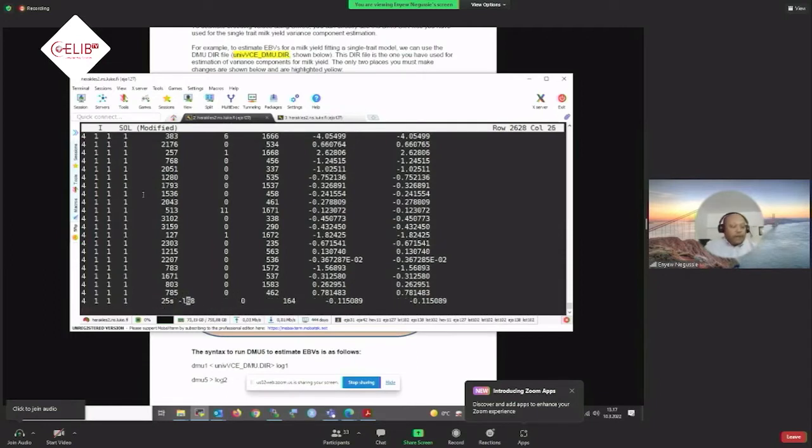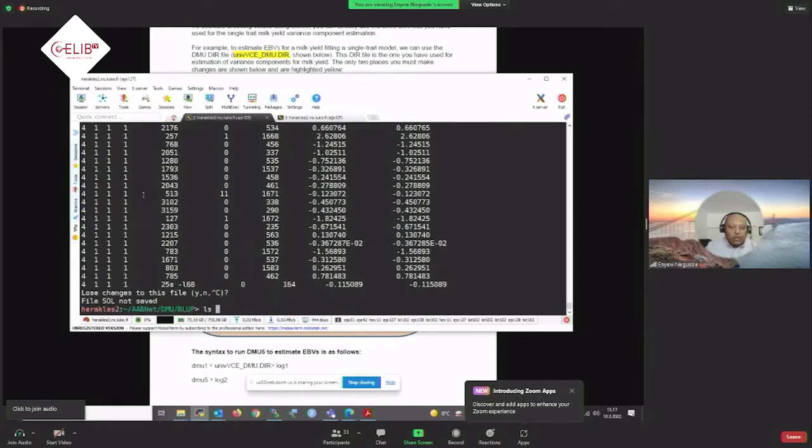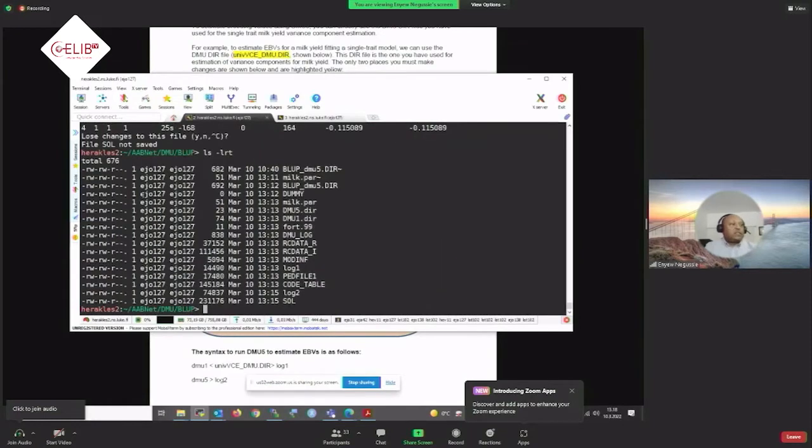So it is a very handy program to use. You can run multiple traits and everything. All the solutions, fixed and random effects, are written into the sol file. So the sol file descriptions, the different columns, the different rows, what they mean, is clearly indicated in the directive file.